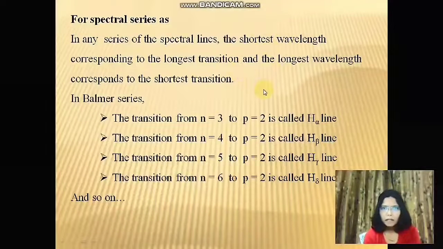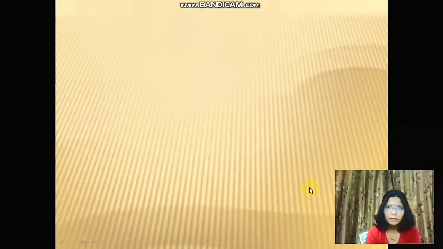In any series of the spectral lines, the shortest wavelength corresponds to the longest transition and the longest wavelength corresponds to the shortest transition. In Balmer series, the transition from n is equal to 3 to p is equal to 2 is called the H alpha line. The transition from n is equal to 4 to p is equal to 2 is called the H beta line, from n is equal to 5 to p is equal to 2 is called the H gamma line, and from n is equal to 6 to p is equal to 2 is called the H delta line, and so on.